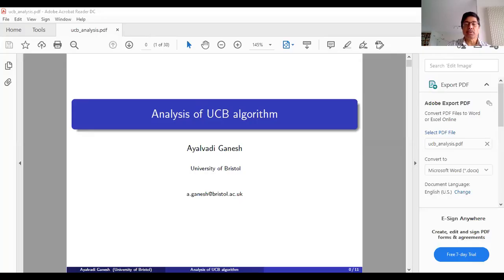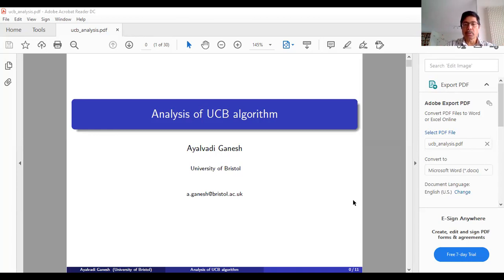Welcome back. Last time we discussed the UCB algorithm, which is the main frequentist algorithm for the multi-arm bandit problem. This time we are going to analyze its performance. So we are going to derive bounds on the regret of the UCB algorithm. Before we start, you should make sure that you recall the algorithm, or better still, have it written down somewhere so you can refer to it whenever you need it.